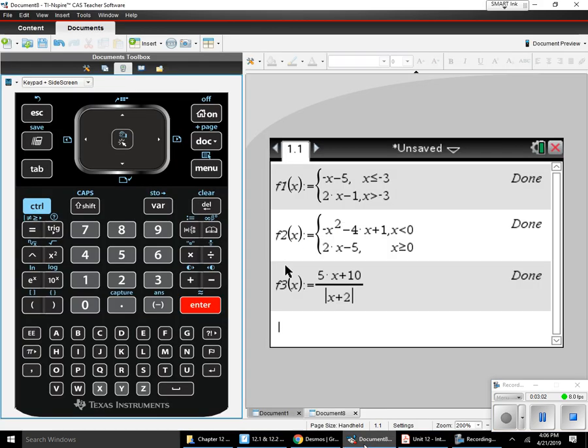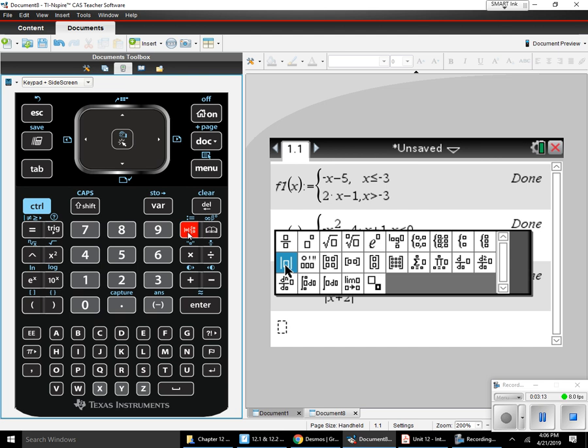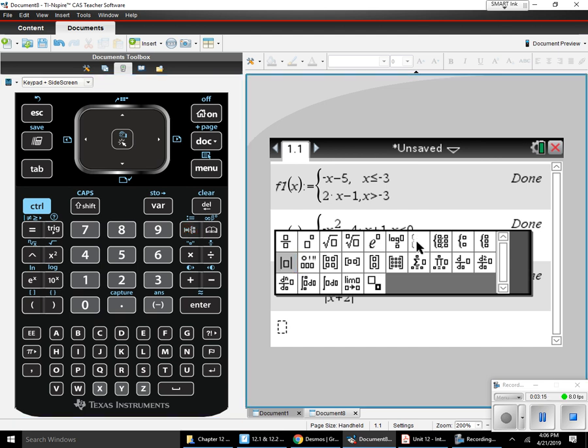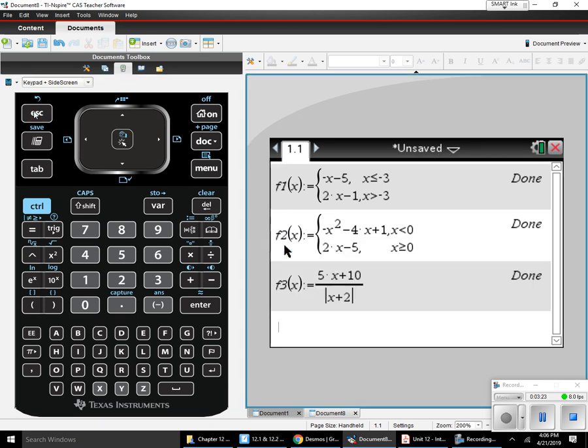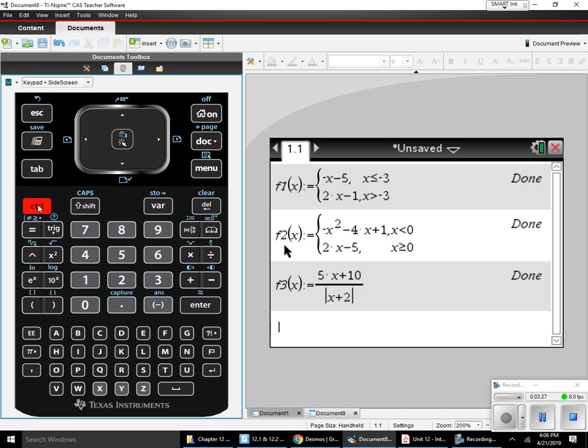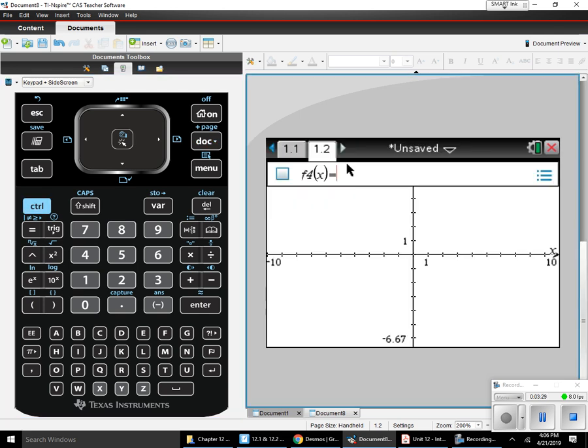I have already put these into my calculator. Number 1 is F1, number 2 is F2, number 3 is F3. Just as a heads up, in case you want to pause the video and follow along here, remember inside that smiley face menu, this is where both the piecewise defined functions live, as well as absolute value functions, and fractions if you want to get them there as well. So that menu has a lot of stuff for us. All right, so I'm going to add a graph, and we'll go from here.